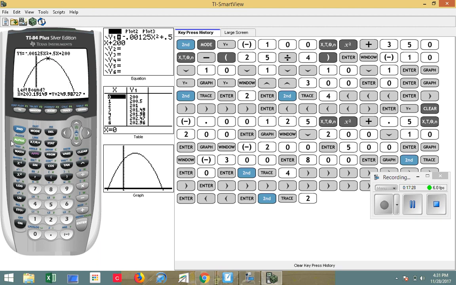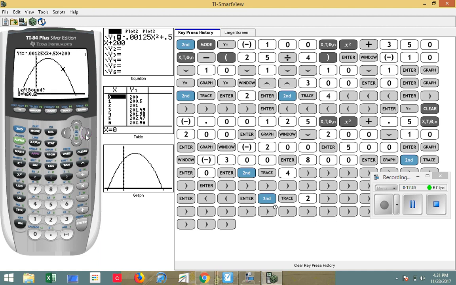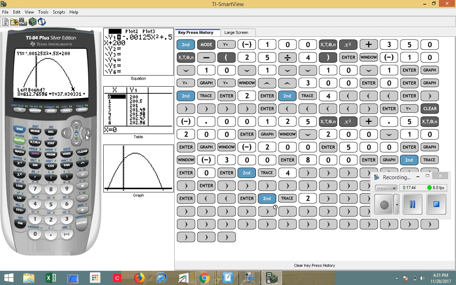So I did second calculate, I did 0. Now I'm going to go with my right arrow down a good bit here, so I'm just going to keep hitting it, so that it's just to the left or above the x-axis. Enter. Right bound, I'm going to keep going until I can't see it anymore, because that means it's now below the x-axis, or I can see the y value is now negative. So that means it's to the right of the x-intercept.